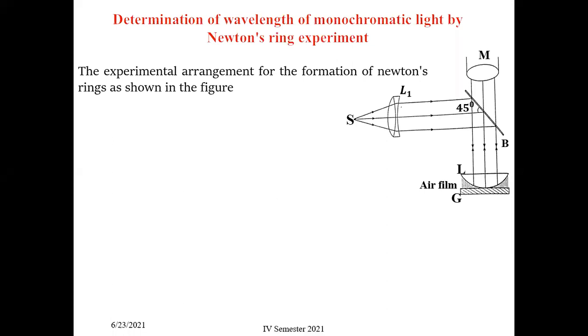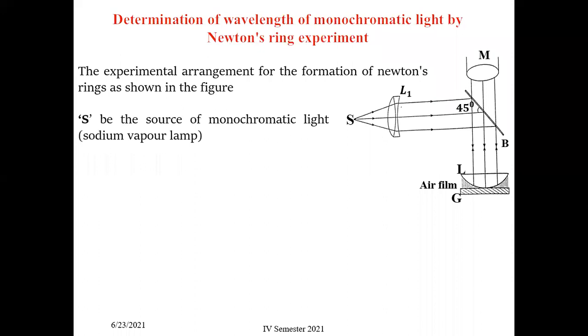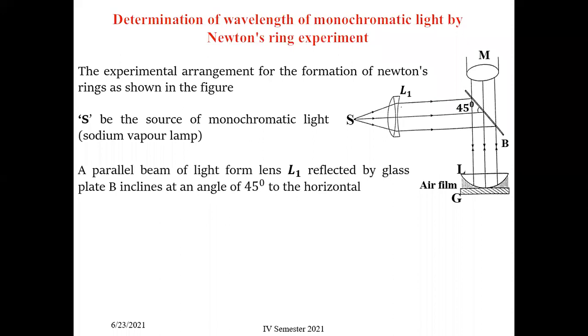The experimental arrangement for the formation of Newton's rings is shown in the figure, right? S is the source of monochromatic light, that is a sodium vapor lamp. From this sodium vapor lamp, you get a parallel beam of light rays. They are reflected from the glass plate B, which is inclined at an angle of 45 degrees with respect to the incident beam.